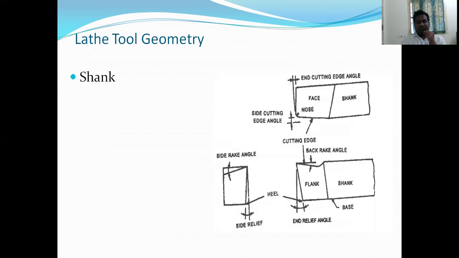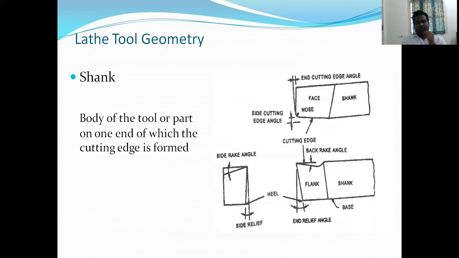First of all, we are discussing the shank, this part. The shank is a solid part. It is called the entire body of the tool. The shank is the solid body of the tool or part, on one end of which the cutting edge is formed.